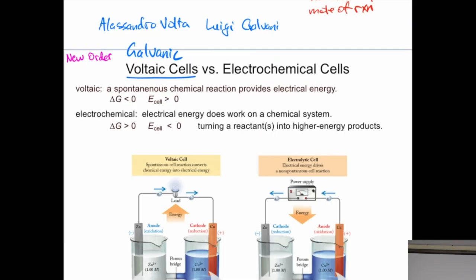And in fact, the particular cell that we've been looking at with zinc and copper has a specific name. That's called a Daniell cell. And again, this is just more for your information. But if you're reading along in the chapter, you'll see that these are interchangeably referred to as galvanic cells, voltaic cells, or electrochemical cells. And I certainly use those terms interchangeably as well.